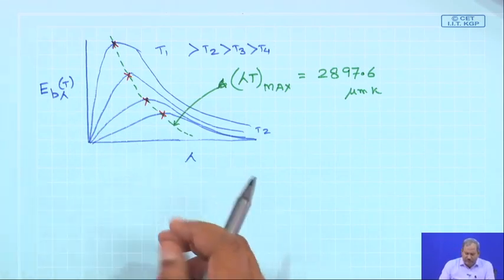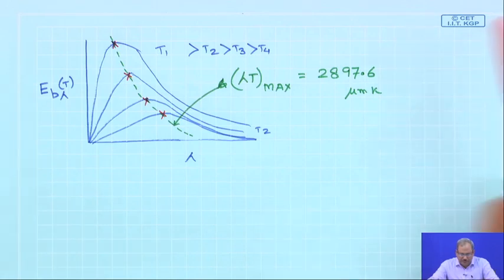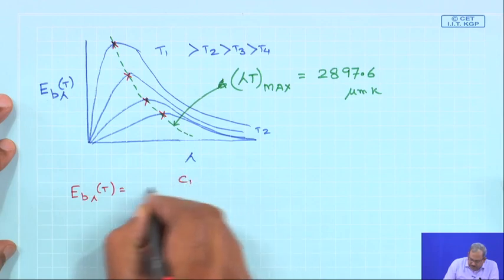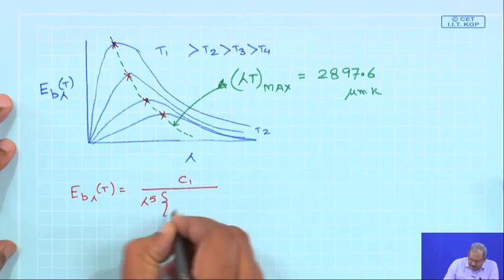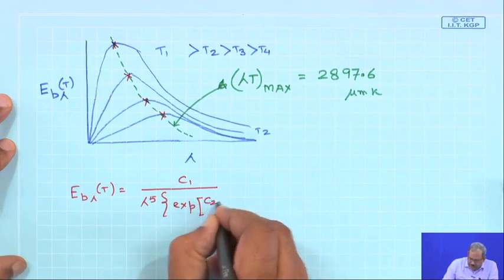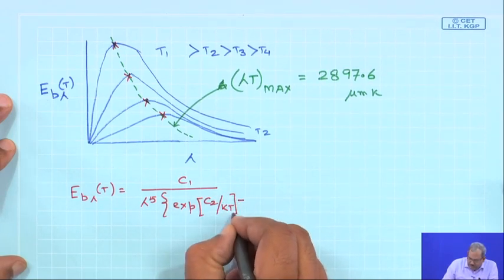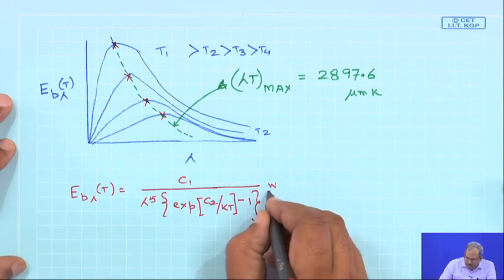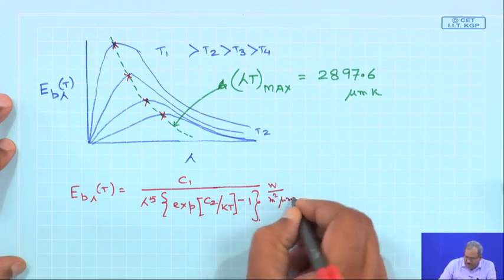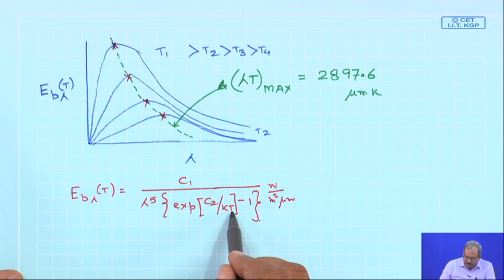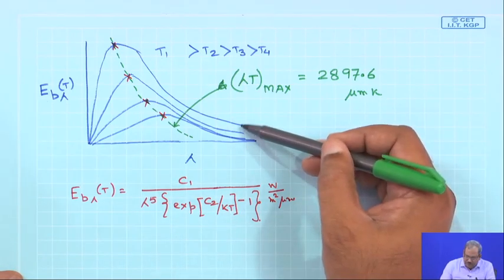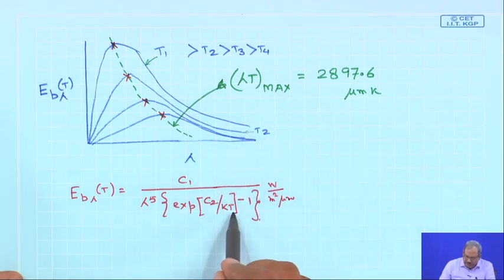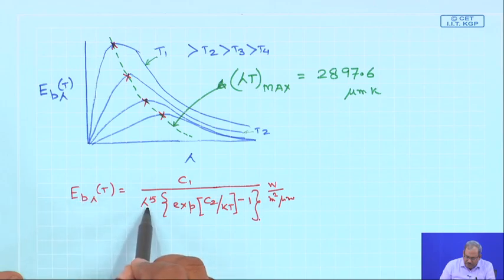Using the formulation that we have written in the previous slide, let me write it once again here. Some constant C1 by lambda to the power 5 exponential... this is the formulation, it is in watt per meter square per micron. Using this formulation, I fix temperature. Let us say I have taken the temperature to be equal to T1 here, and this is T2, T3 and T4. So, if I fix T1, I can plot E_b lambda T as a function of lambda.